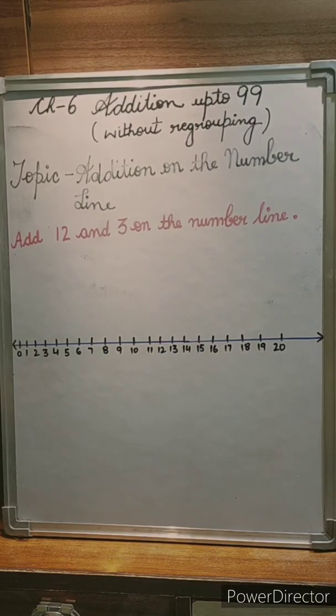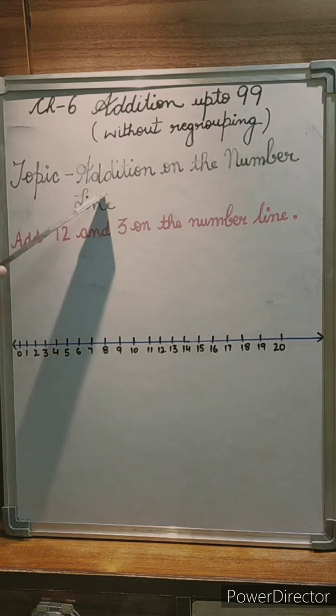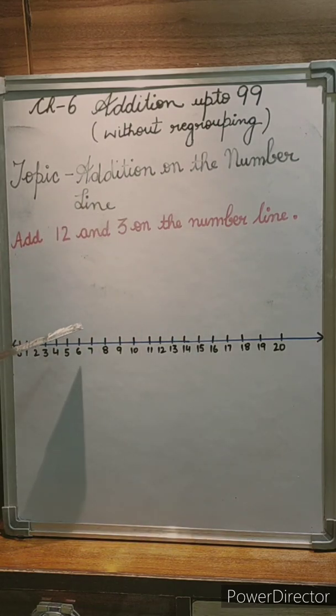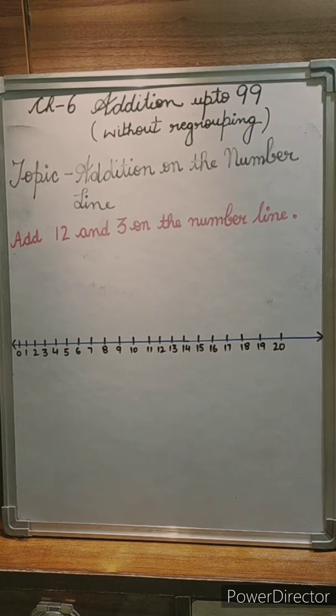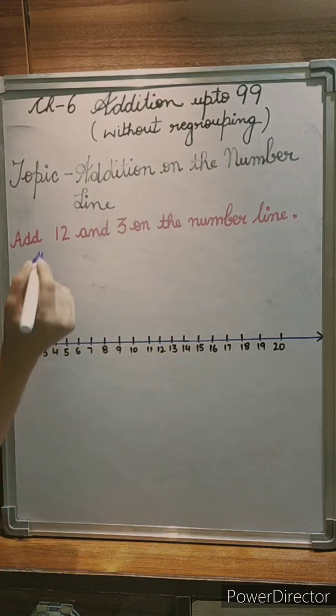Now children, come to the example. Add 12 and 3 on the number line. Whenever we have to do addition on the number line, it means we have to move to the right. When we move towards the right, the value gets larger. So we have to add 12 plus 3. So we circle which number? 12.